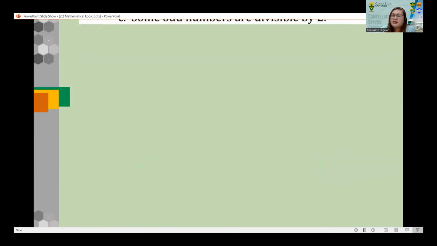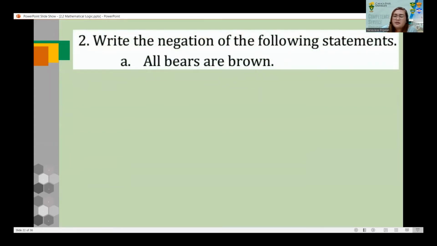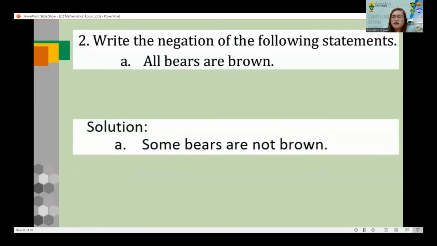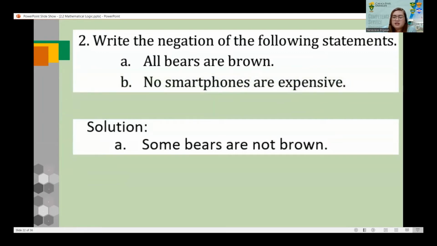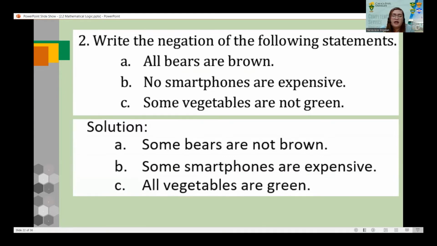So let's have another exercise. Write the negation of the following statements. All bears are brown. Some bears are not brown. How about no smartphones are expensive? Some smartphones are expensive. Some vegetables are not green. The negation is all vegetables are green. Correct. So I hope you can follow. Yes, ma'am. Okay.